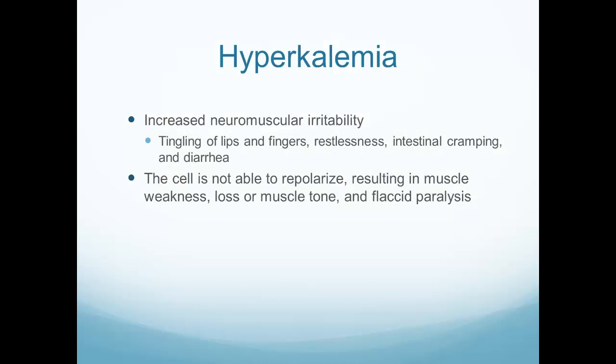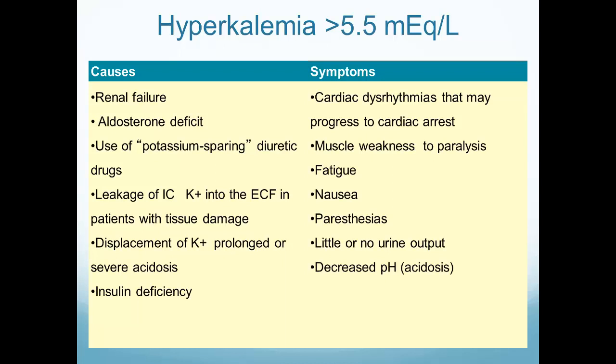Hyperkalemia, on the other hand, is a situation where we have too much potassium on board. This is going to cause increased neuromuscular irritability, and the patient can have a lot of symptoms here that are untoward. So let's take a look at some of those. Causes: renal failure is going to be the number one cause of hyperkalemia. If your patient has hyperkalemia, the number one thing we're going to look for is renal dysfunction in the patient. There could be some other things causing it, but the primary one is going to be renal failure.